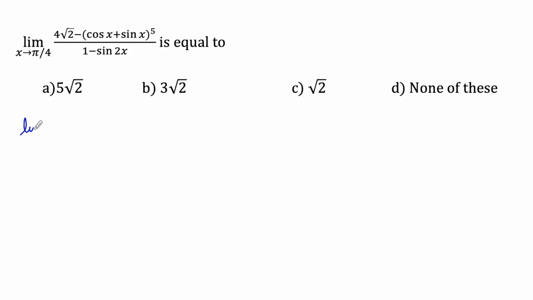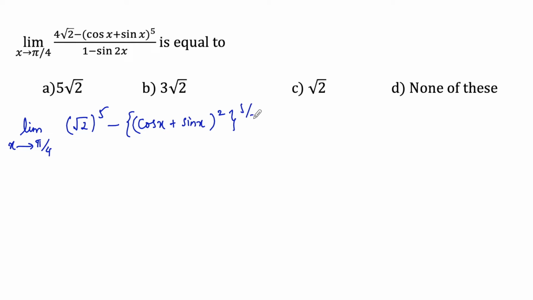Limit x extends to pi by 4, 4 root 2 minus of cos x plus sin x whole power 5 upon 1 minus sin 2x. So 4 root 2 we can write it as root 2 whole power 5 minus cos x plus sin x. So we can write this as cos x plus sin x whole square whole to the power of 5 by 2 divided by 1 minus sin 2x, that is limit extends to pi by 4.